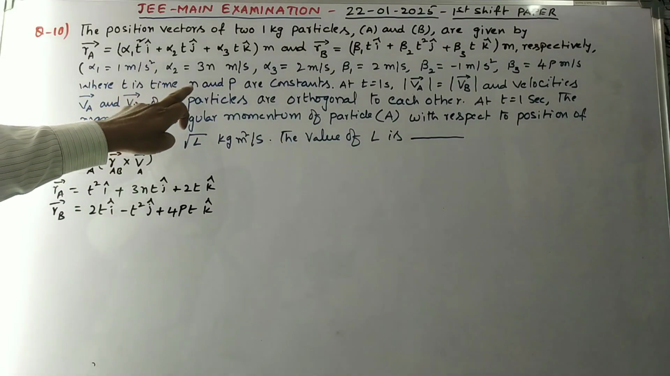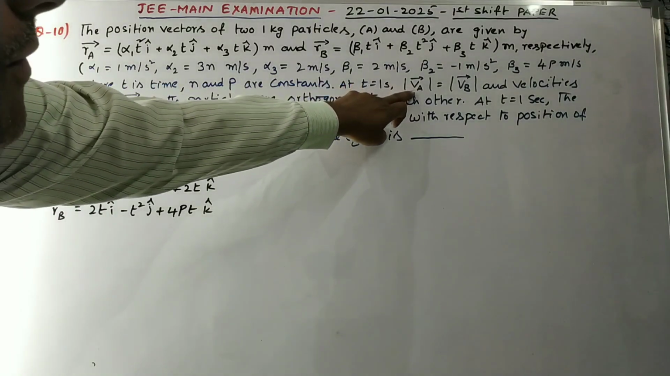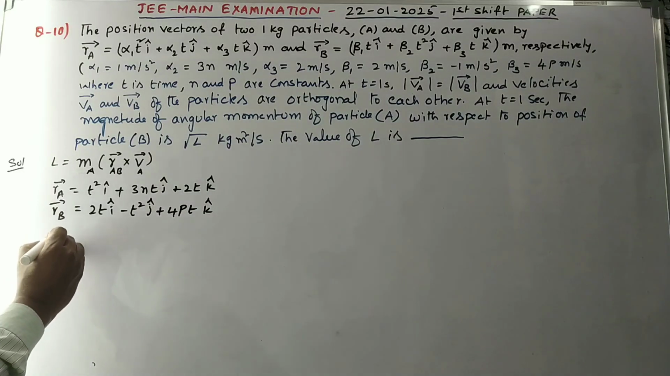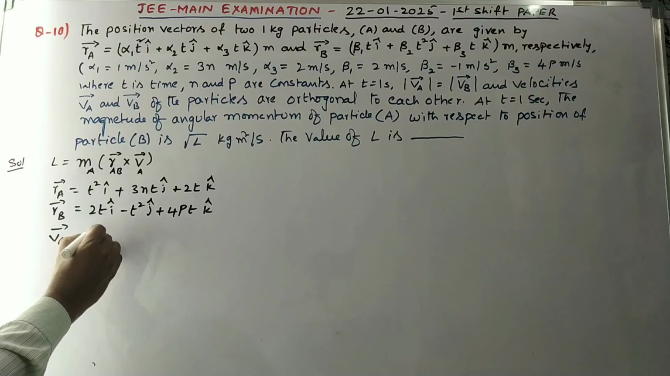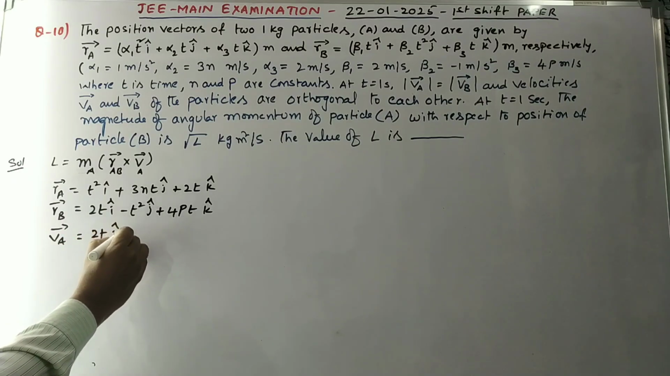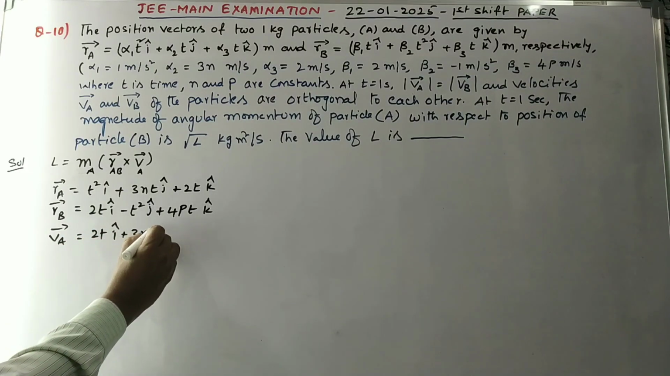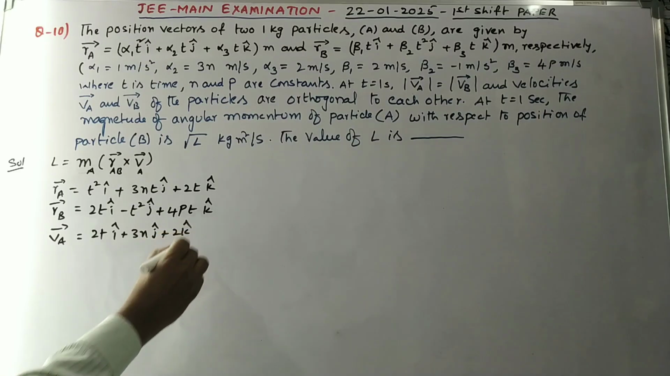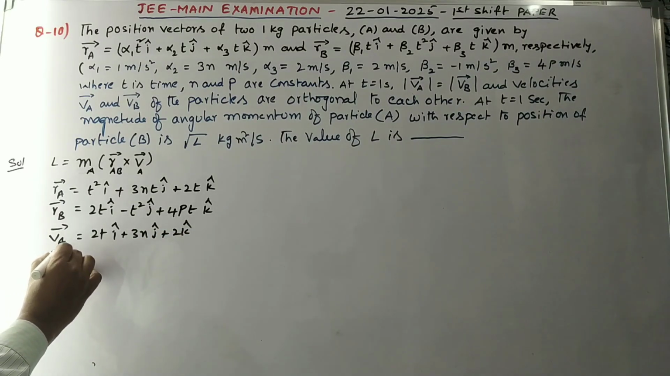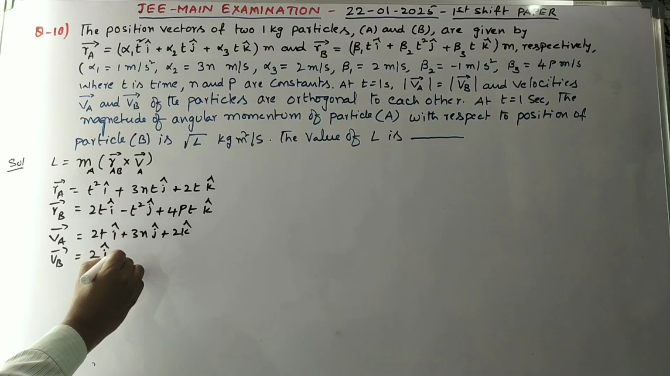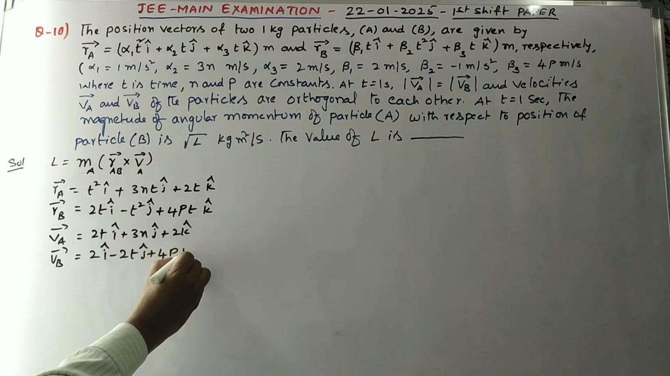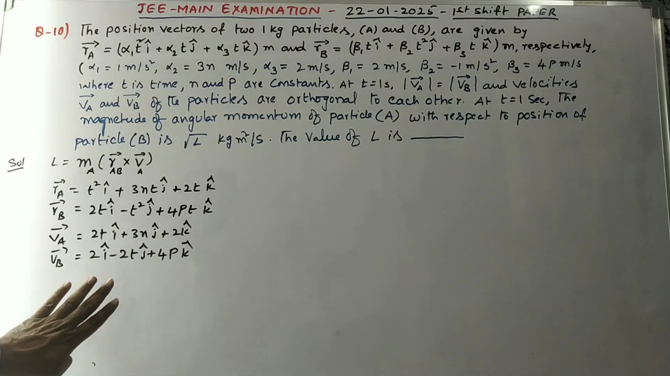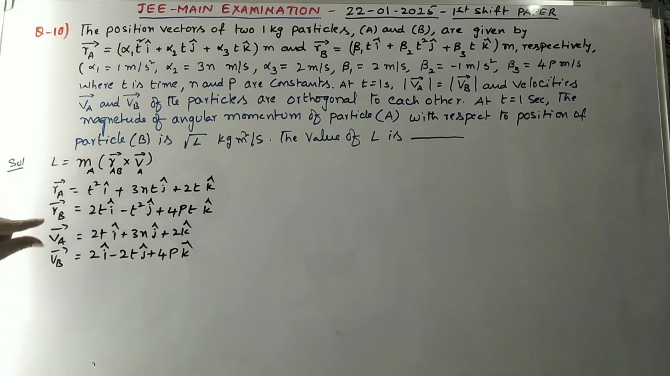Next, given at time t equal to 1, first you should calculate the velocity of the first particle. VA bar, differentiating, is 2t I cap plus 3n j cap plus 2 k cap, and the velocity of particle B is 2 I cap minus 2t j cap plus 4p k cap. These are the position vectors and velocity vectors of the given two particles.